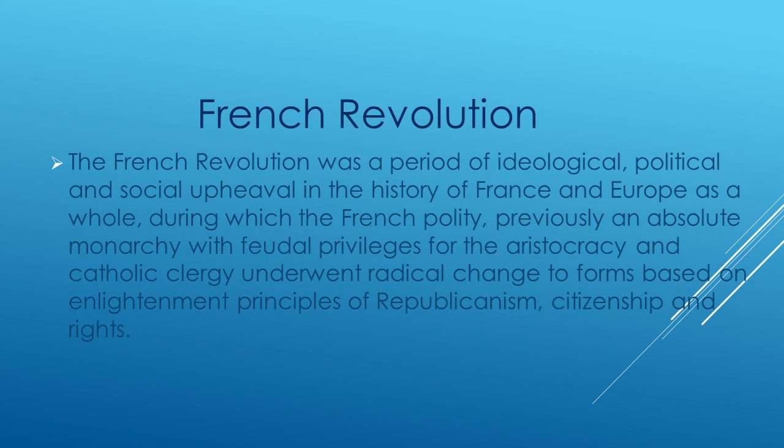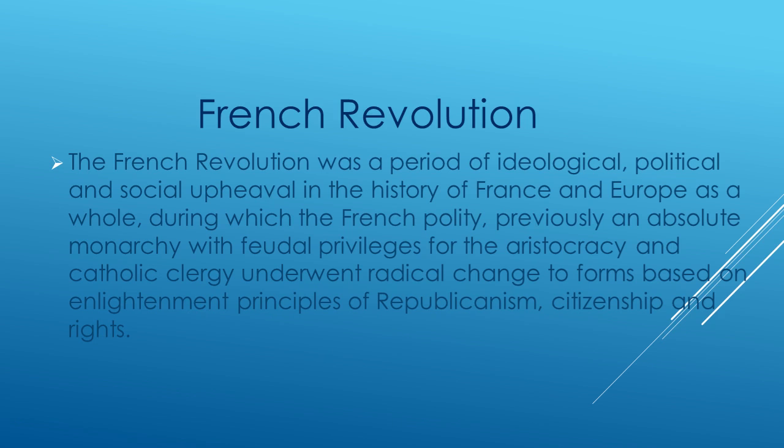French Revolution. What are the events that led to this French Revolution and what happened during this time? The French Revolution was a period of ideological, political and social upheaval in the history of France and Europe as a whole, during which the French polity, previously an absolute monarchy with feudal privileges for the aristocracy and Catholic clergy, underwent radical change to forms based on Enlightenment principles of republicanism, citizenship and rights.